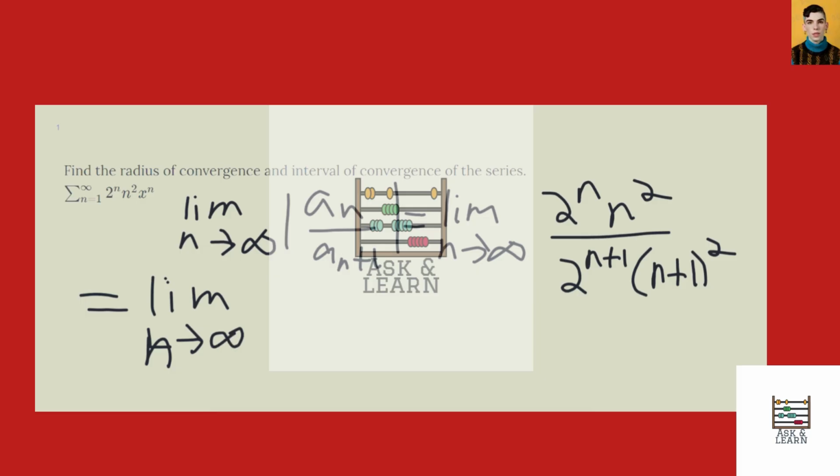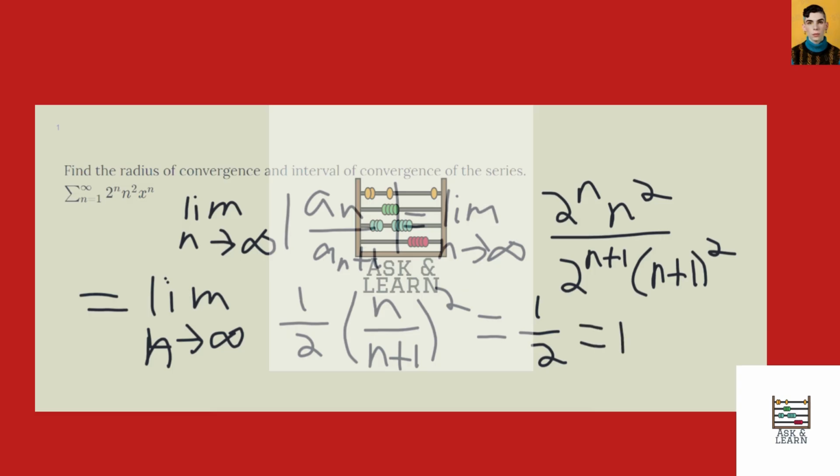So 2^n divided by 2^(n+1) is 1/2. And then n squared over (n+1) squared is (n over n+1) squared. The limit as n goes to infinity of n over n+1 is 1, so this turns into 1 squared. So 1/2 times 1 squared, we just get 1/2. So 1/2 is the radius of convergence. So this is our R.